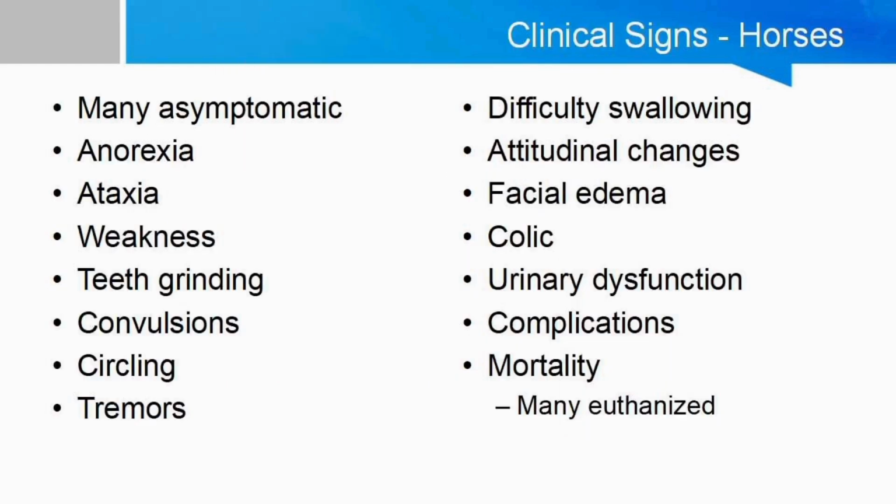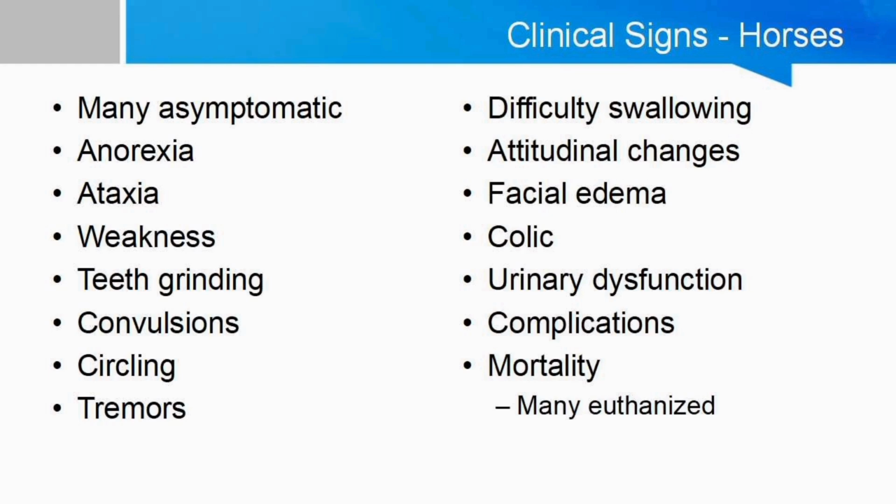Most horses are infected asymptomatically. In clinical cases, the illness is characterized by anorexia, depression, and neurological signs, which may include ataxia, weakness, or paralysis of one or more limbs, teeth grinding, aimless wandering, convulsions, and circling. Tremors of face and neck muscles are very common.